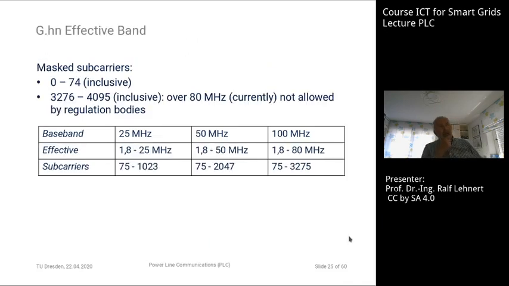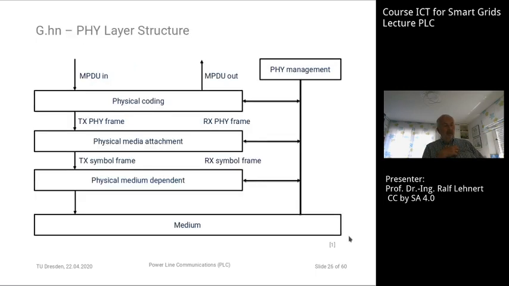Not all subcarriers are used. There are some subcarriers which are masked. That means the subcarriers from 0 to 74 are not used. And also for the big one, the higher subcarriers are not used, because in this standard we usually use only up to 80 MHz bandwidth. So from 1.8 to 80 MHz is the used baseband for G.hn in the maximum configuration.